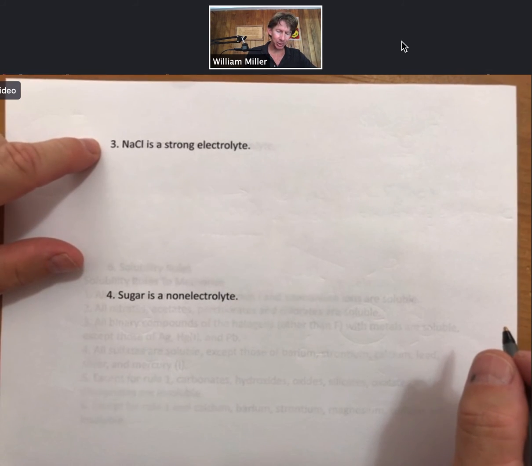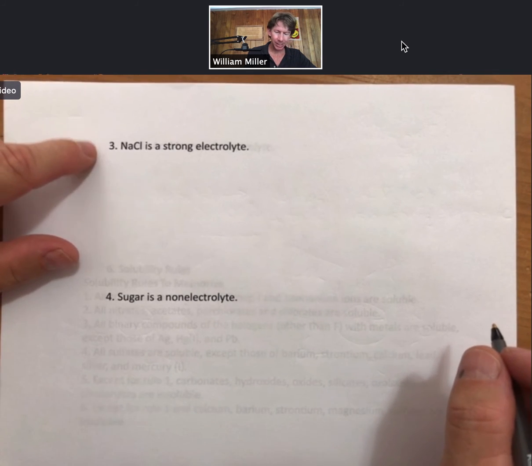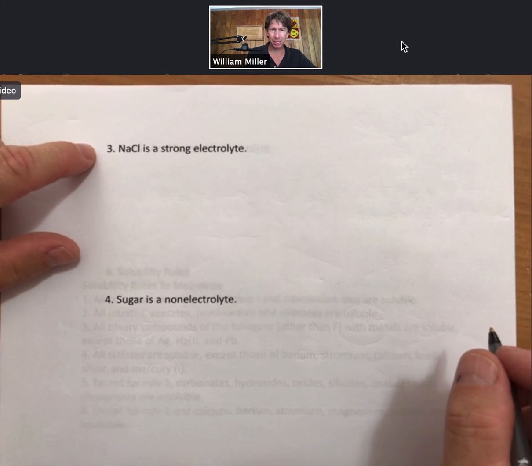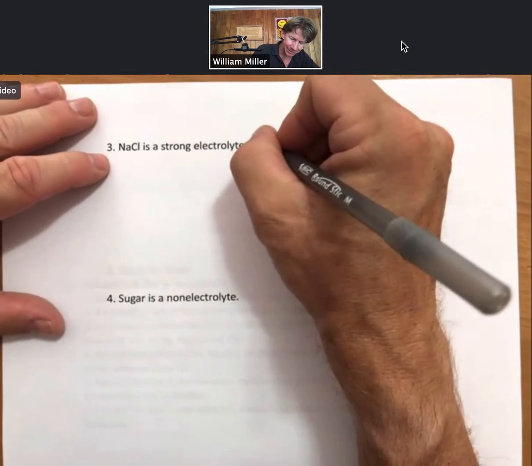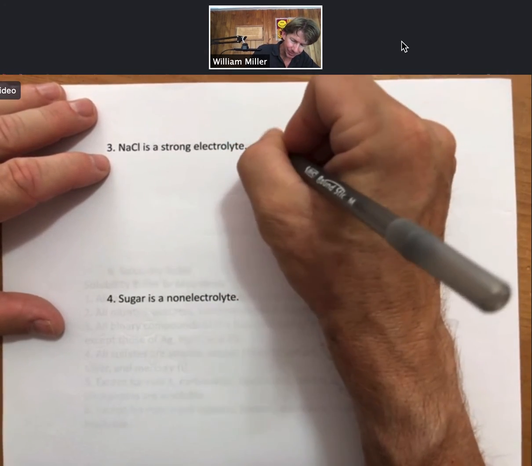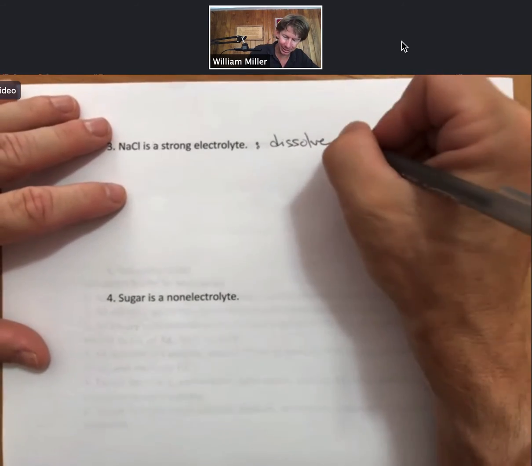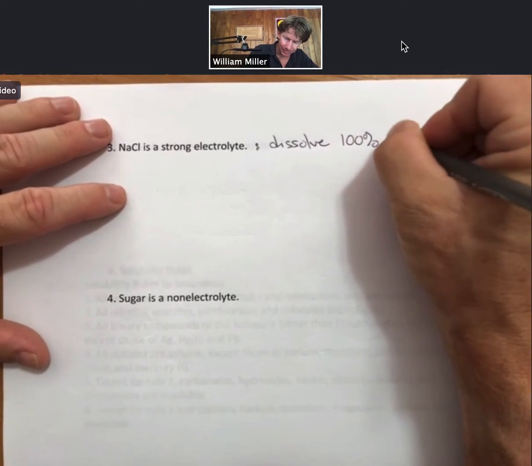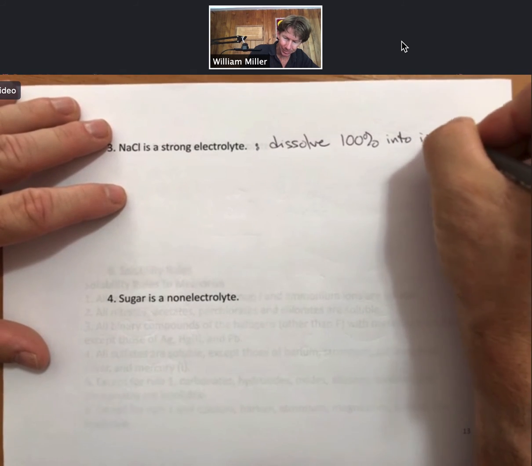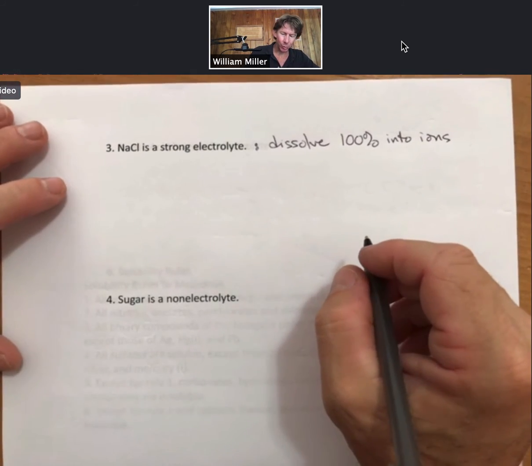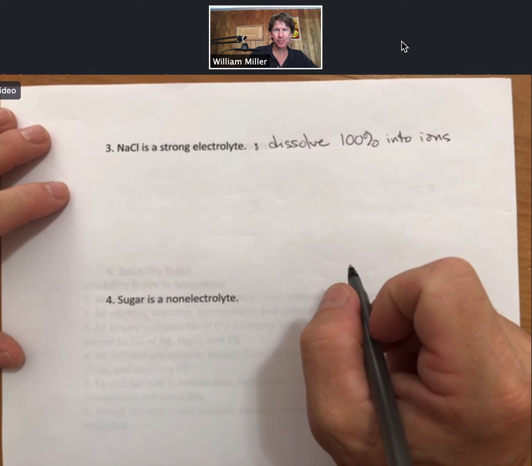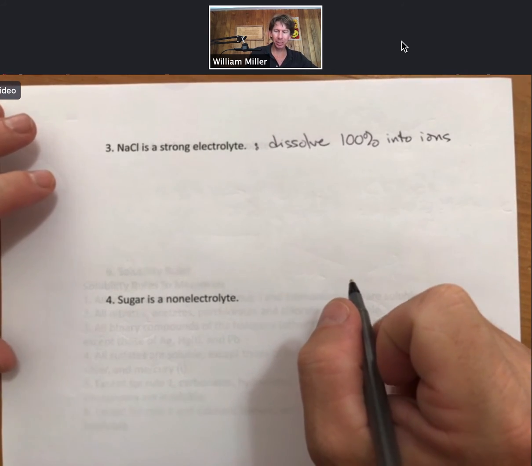Now, as we said, sodium chloride is a strong electrolyte. So strong electrolytes dissolve 100% into ions. So when dissolved in water, their solutions conduct electricity.